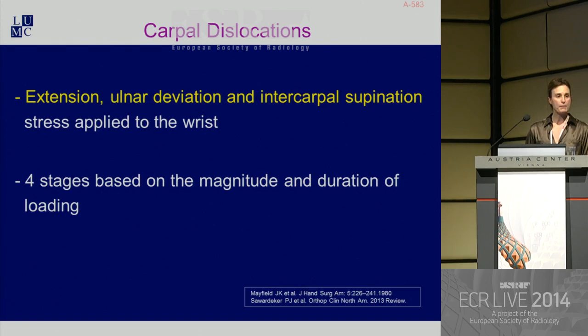Now we are going to come back to the first slides I explained before, the fall on the palm with a hyperextension trauma of the wrist. This is also the mechanism that explains many of the carpal dislocations of the wrist. Four different stages have been described, based on the magnitude and the duration of the loading.